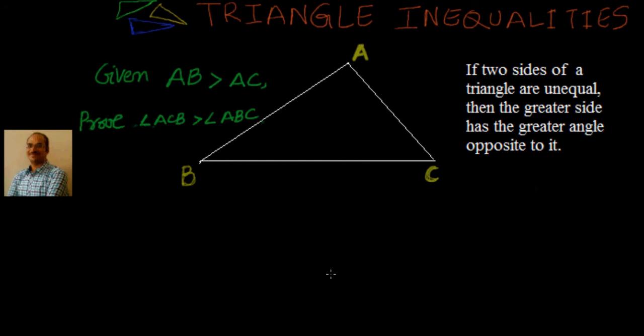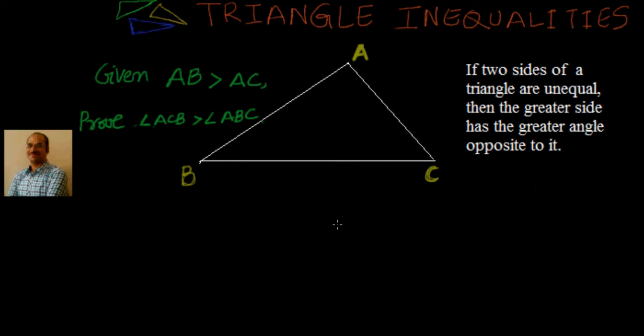In the last videos with respect to triangles, we have covered isosceles triangles and the proofs by which we have proved that if two sides are equal, then the angles opposite to them are equal. Now let's explore in this video what happens if the sides of the triangle are not equal to each other. That's nothing but exploring triangle inequalities.